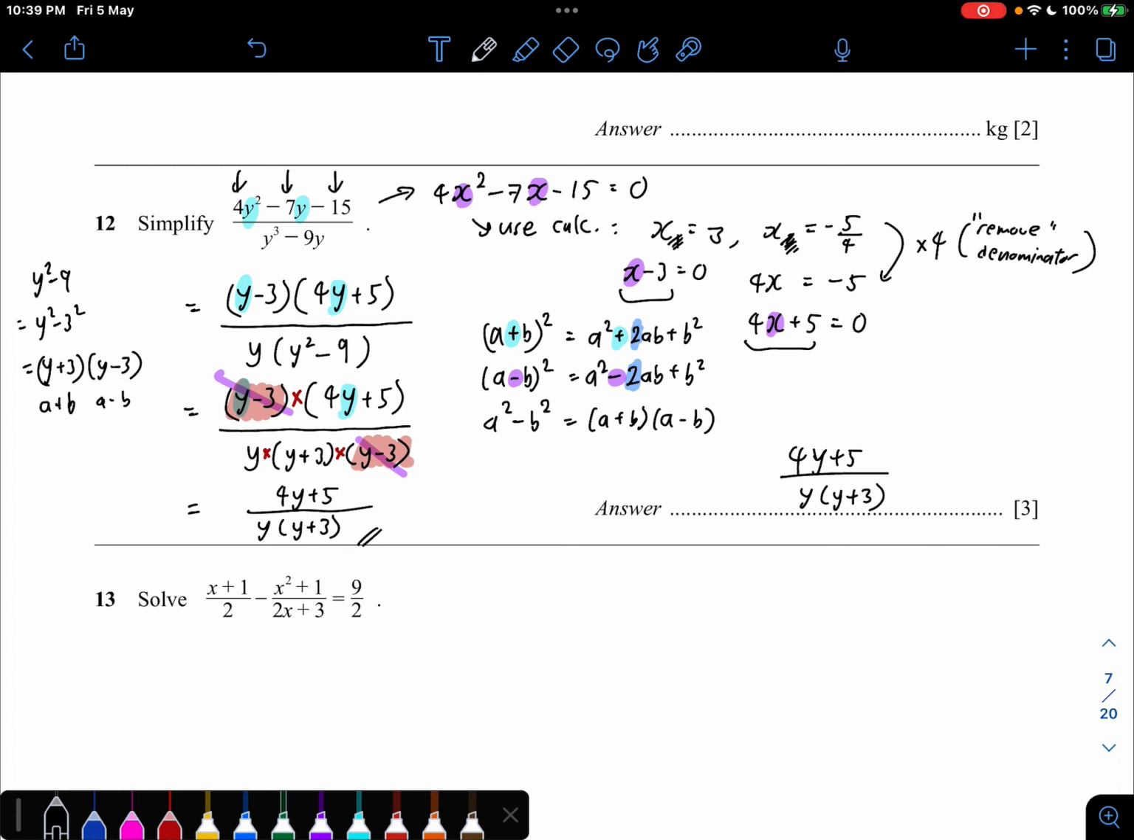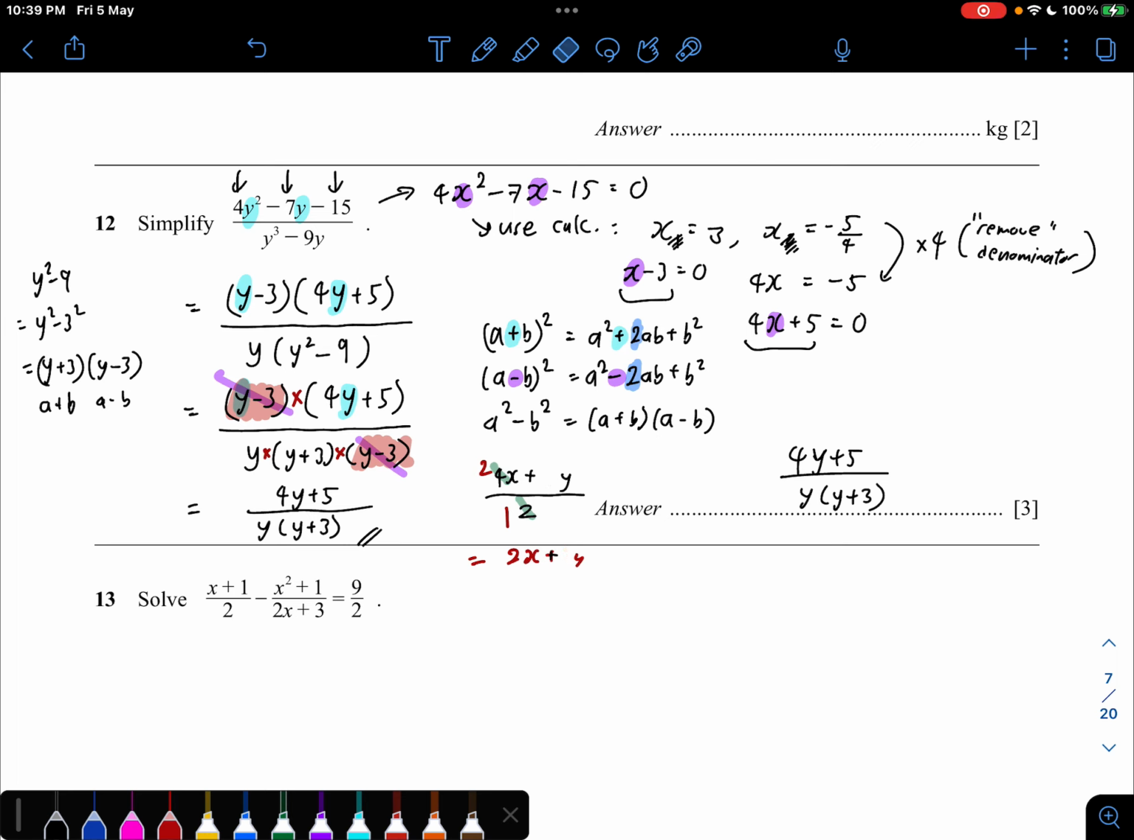Anything else I should warn you about? Do not cancel off common terms. So for example, 4x plus, I don't know, 3y over 2. I see 4 and 2. I cancel away 1 and 2 and conclude that it equals 2x plus 3y over 1. Divide by 1, don't need to write. So 2x plus 3y. Is that correct? No. Why? Because you didn't factorize first before you cancel. And also, you can't factorize out a 2 from a 3, so that's not accurate.